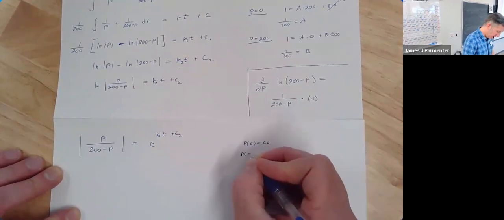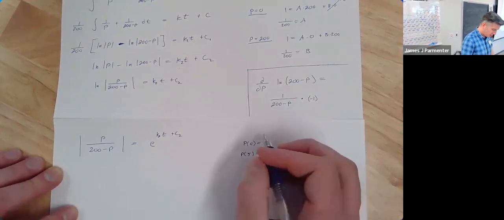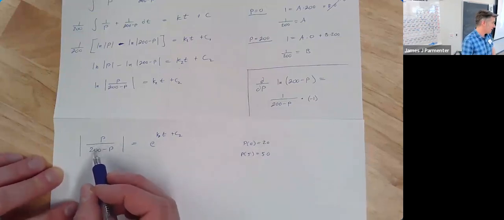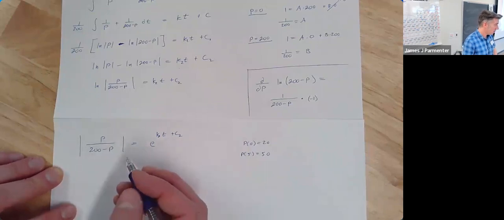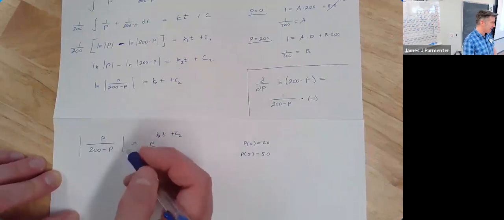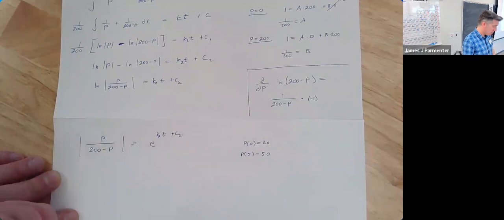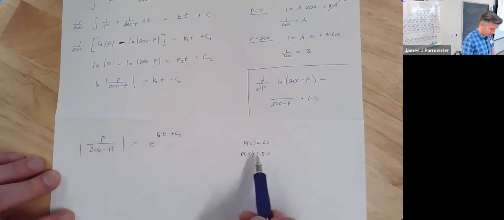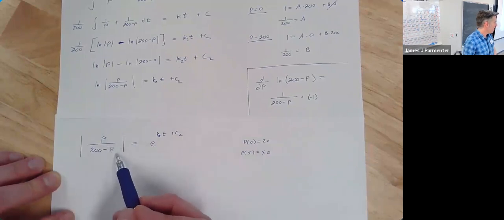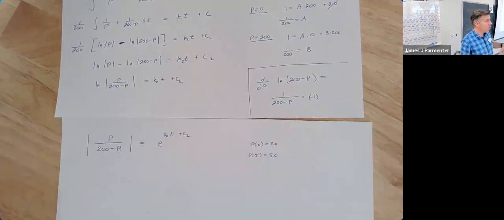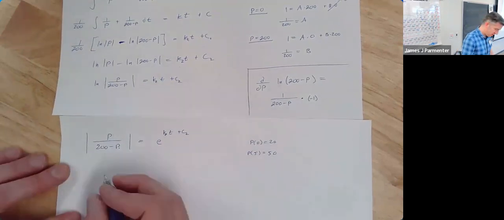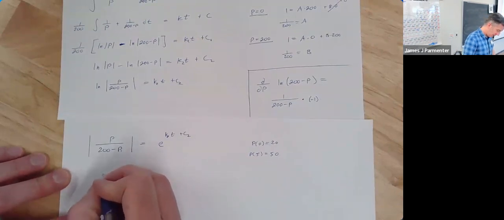I should point out that since I know that P of 0 is equal to 20 and P of 5 is equal to 50, this whole expression is positive when I start plugging in values, which means I don't need the absolute value here. If I plugged in those things and I got negatives, I would have to change it. But I can see when I plug in 20 here and 20 here, the whole thing's positive. When I plug in 50 here and 50 here, the whole thing's positive. It would only be negative if I happen to have values that were over my limiting amount.